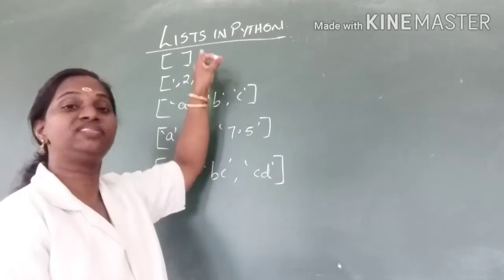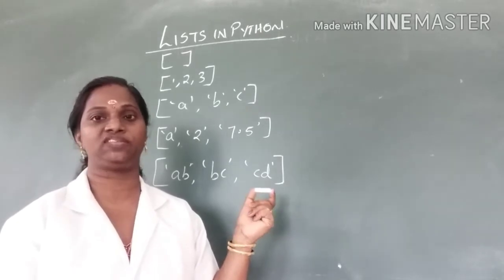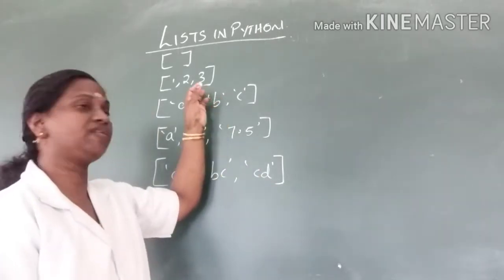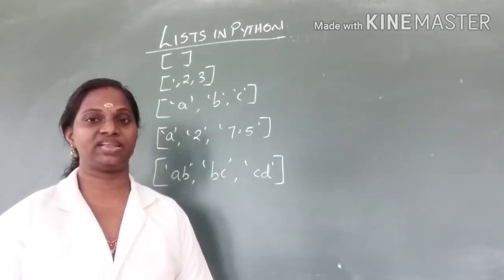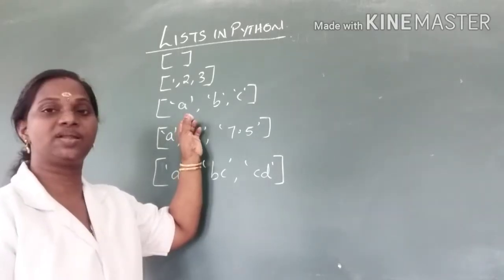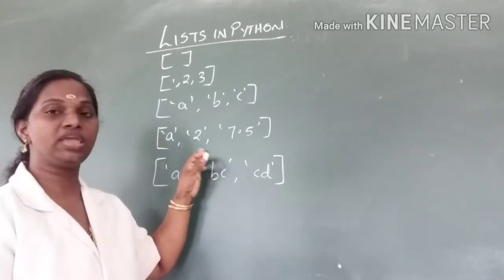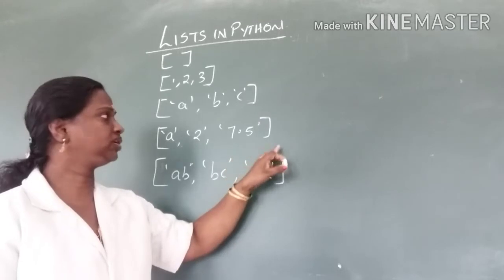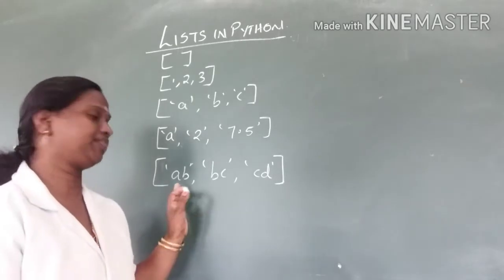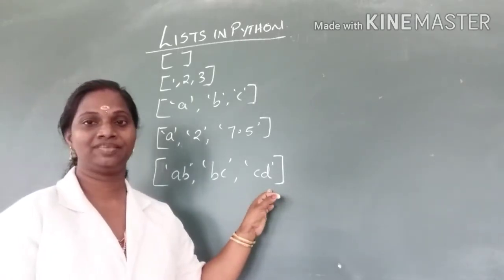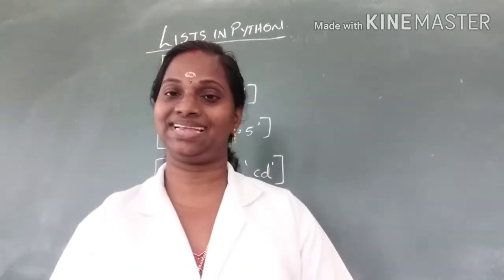The first one is an empty list, because there is no value in the list. The second one, 1 2 3, the numbers, is an example for a numbered list. The third one, A B C, is a character list. Next one, A, 2, 7.5, is a list of mixed data type. And the last one, 'AB', 'BC' and 'CD', is an example for a string list.